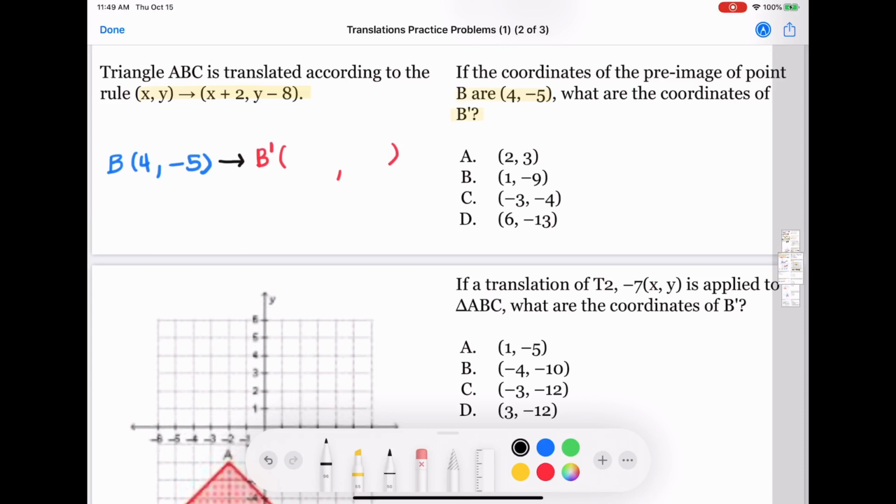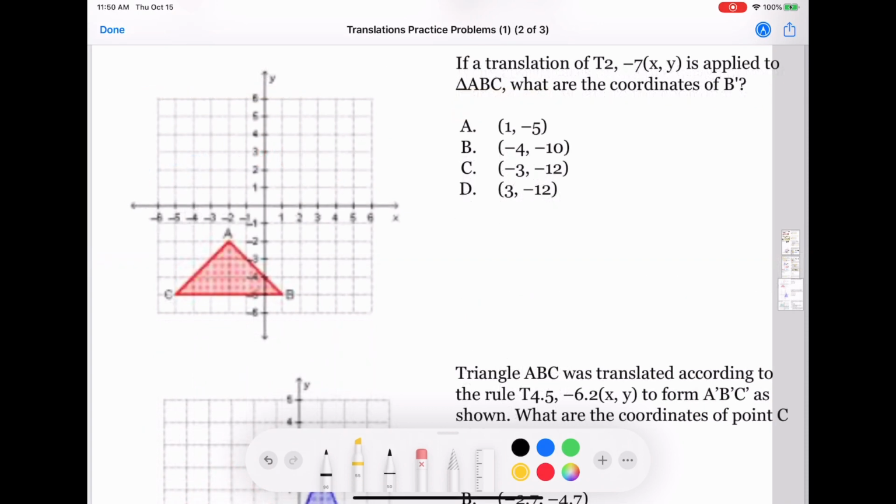So let's look at x. X is at 4, and if we add 2 to 4, we get 6. So our vertex B prime has an x-coordinate of 6. Then we have to subtract 8 from y to find the y-coordinate of our B prime vertex, and that gives us -13. So after doing that, our vertex B prime should be located at (6, -13), which is D. Therefore, we have found our answer choice.